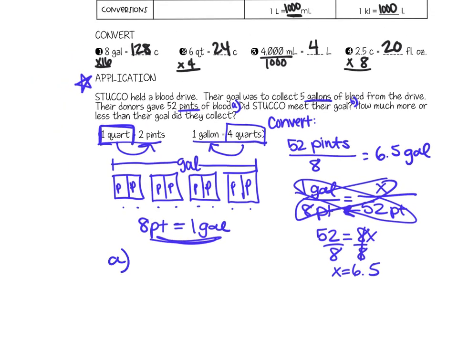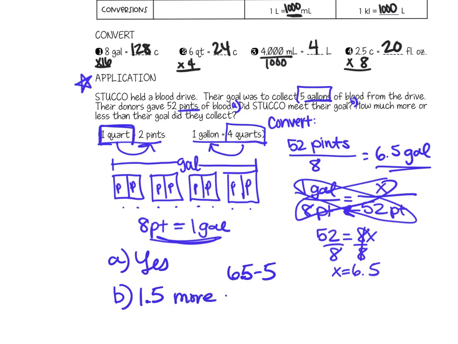So question A, did they meet their goal? Well, their goal was 5, and they got 6.5. So, yes. B, how much more or less than their goal did they collect? Well, if they wanted 5, they got 6.5. I'm going to do 6.5 minus 5. So they have 1.5 more gallons. Okay?